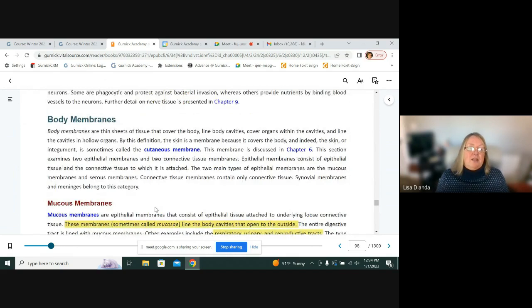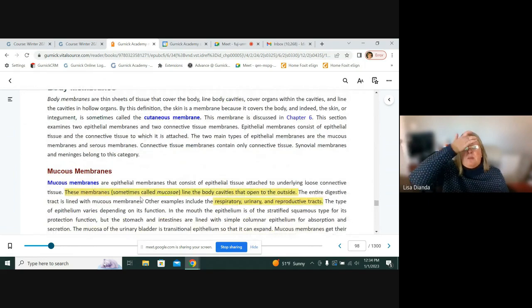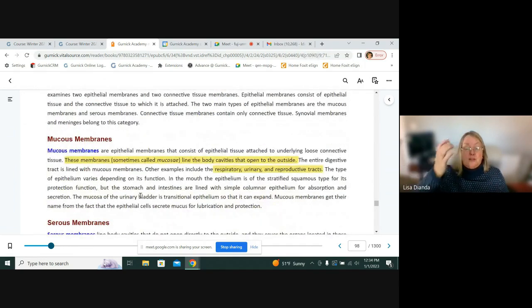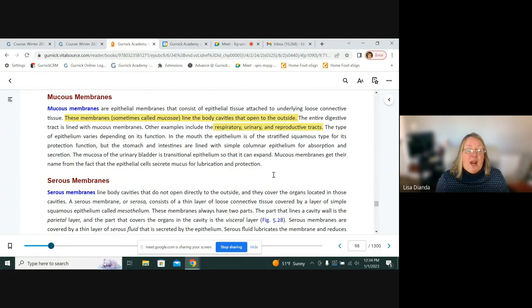Okay, body membranes. We're going to talk about body membranes. Mucous membranes are epithelial membranes that consist of epithelial tissue attached to underlying loose connective tissue. They're sometimes called mucosa, right? They line body cavities that open to the outside of the body. These include your urinary, your respiratory, and your reproductive tracts.